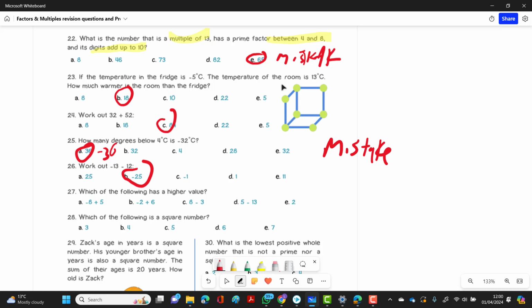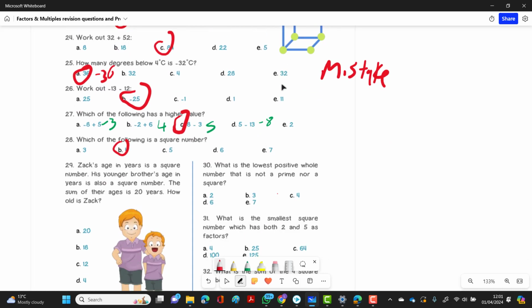26. 26B, yeah. Which of the following has a higher value? Minus 8 plus 5 is minus 3. So let's write these. 4, 5, minus 8, 2. So 27 should be C. Which of the following is a square number? Well, the only one there is 4. 28 is 4. 8.